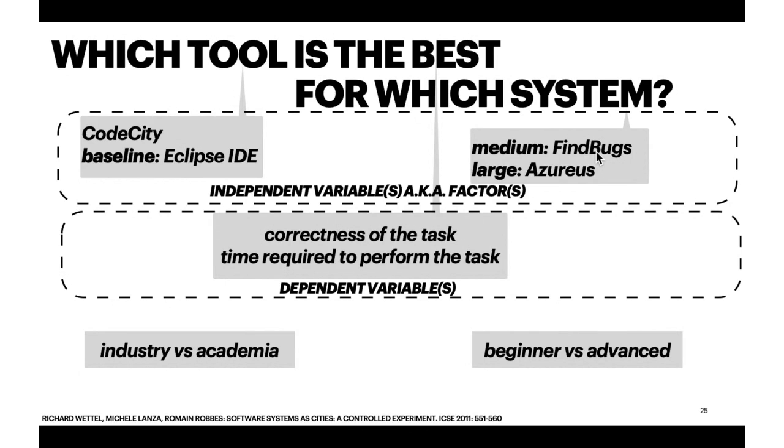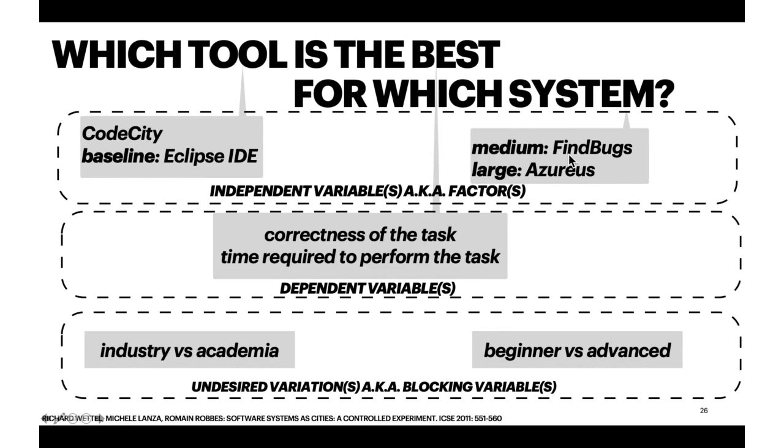The risk here is, of course, that we might actually end up having too few participants to make any meaningful observation. So an alternative would be to consider this as so-called undesired variation, or a blocking variable. We are going to see later on why those variables are known as blocking. But for now, blocking variables represent undesired variation which we cannot control and we cannot exclude.